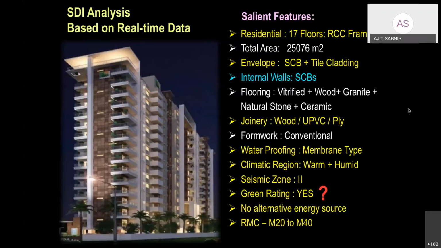And what exactly is conventional formwork? We have discussed that in our previous talks, so I would not like to elaborate on that. Waterproofing is membrane type waterproofing. Climatic region, warm and humid. Seismic zone 2. Green rating: this building, it seems, was analyzed and then given a particular certificate. I would not like to comment on that. There is no alternative energy source, and the concrete used is RMC M20 to M40.